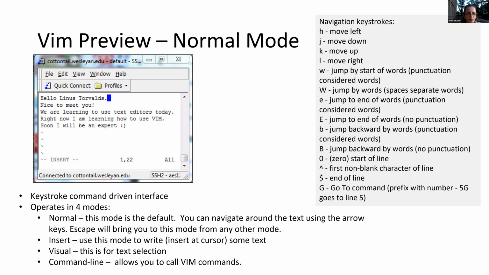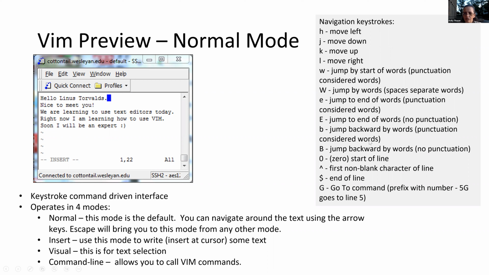So in normal mode, these are the options that are available. The commands are driven by keystrokes, so you need to learn the keystrokes in order to do this. The navigational keystrokes I have summarized over here. H, J, K, and L may seem a little bit arbitrary, but if you look at the layout on the keyboard, it may make a little bit more sense how they indicate how to move around in the text.